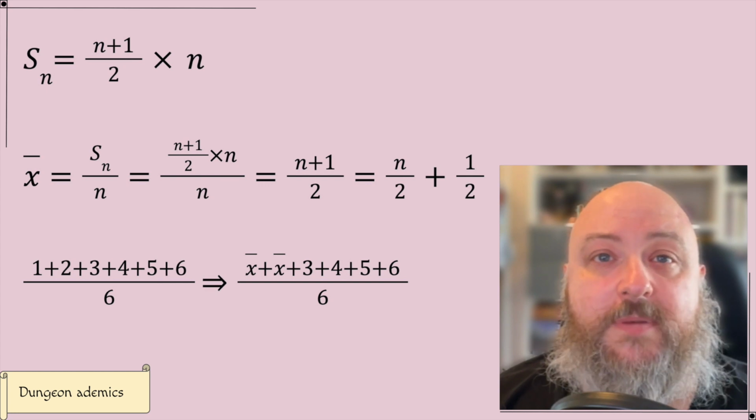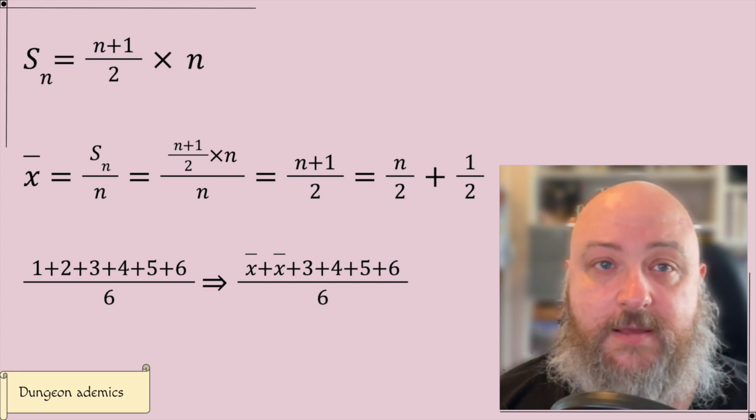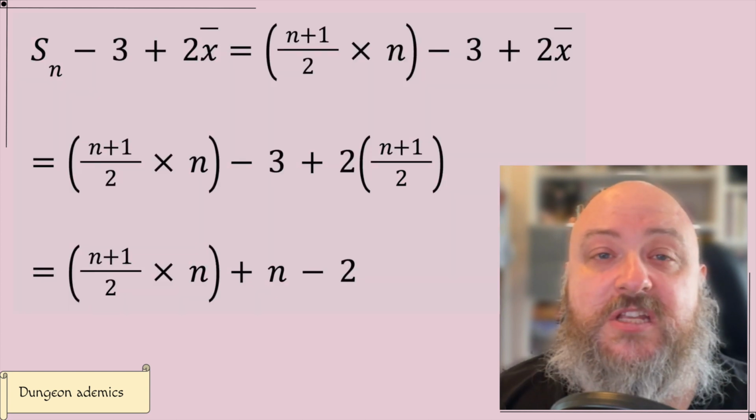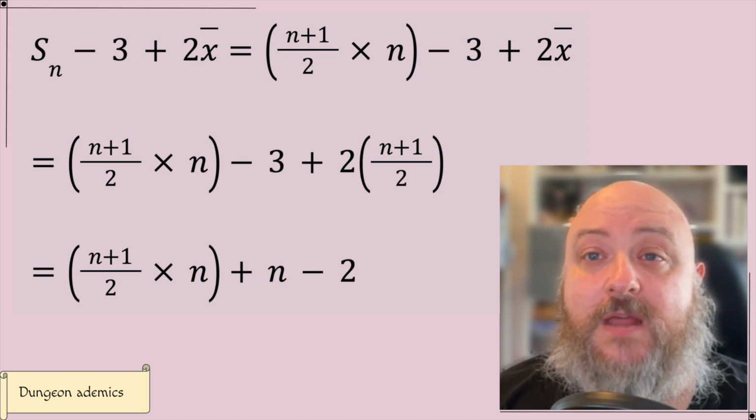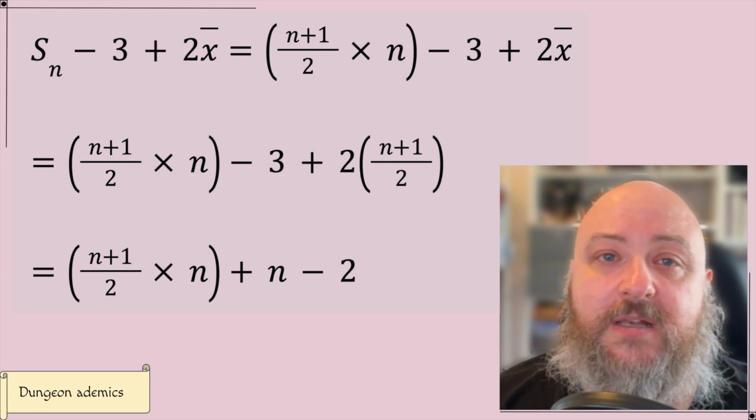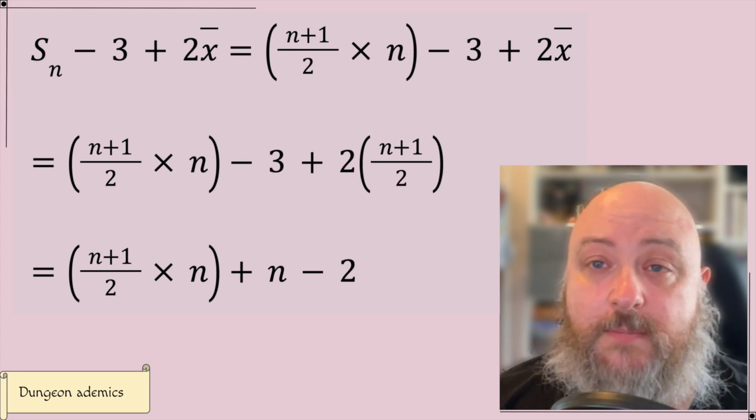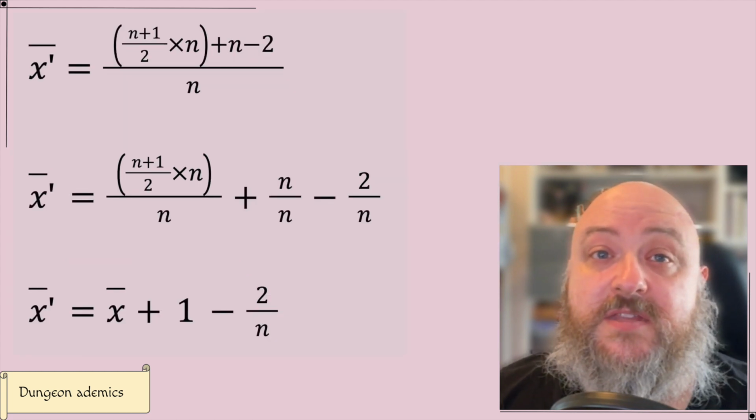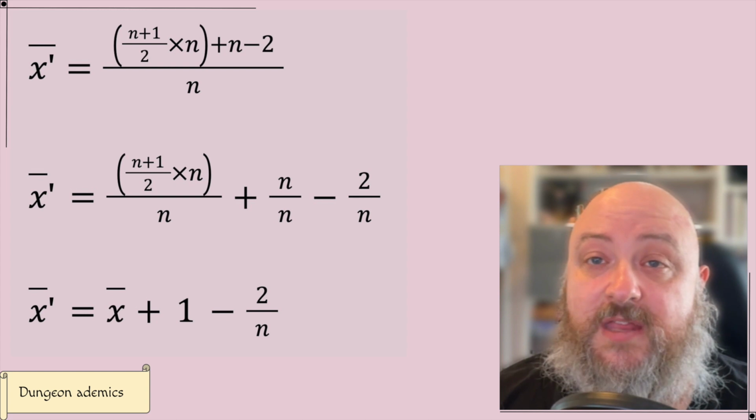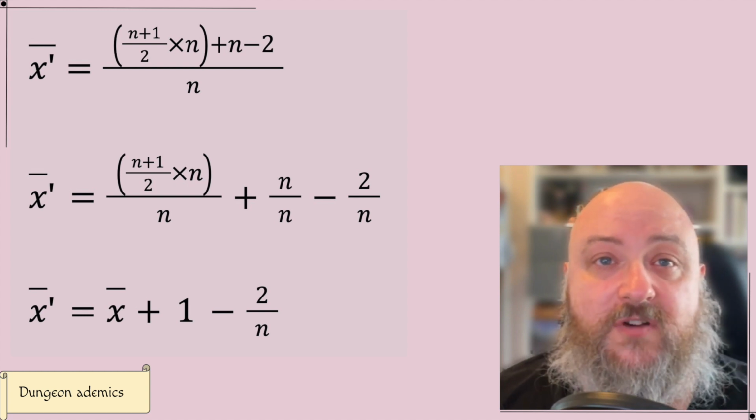Let's see what happens when we replace the scores of 1 and 2 with the mean value of the dice, as shown in the bottom line here. We are essentially starting with the sum, removing 3 points, then adding double the mean. Through a little rearrangement, we can find that this sum is equal to the regular sum plus n minus 2. The mean value is thus the sum divided by the number of sides, n. With a little more algebraic juggling, we get to the following rule.